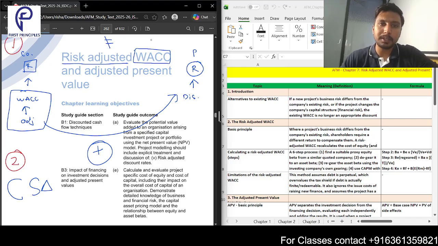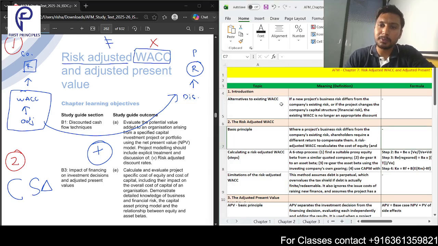In both the cases, we cannot use WACC. What do we have to use? Risk-adjusted WACC. Right? We cannot use WACC, but what we have to use? Risk-adjusted WACC. So they are the two instances when we use risk-adjusted WACC.